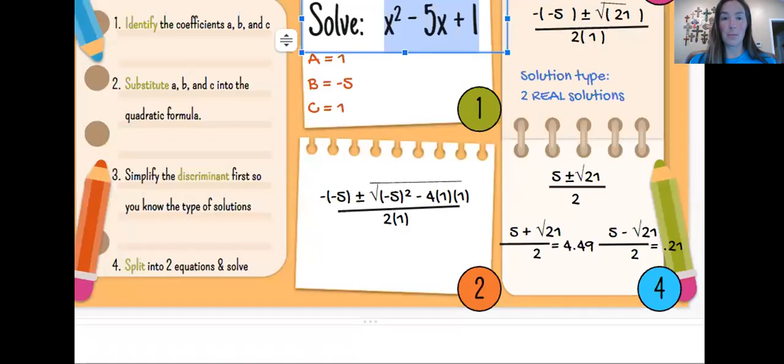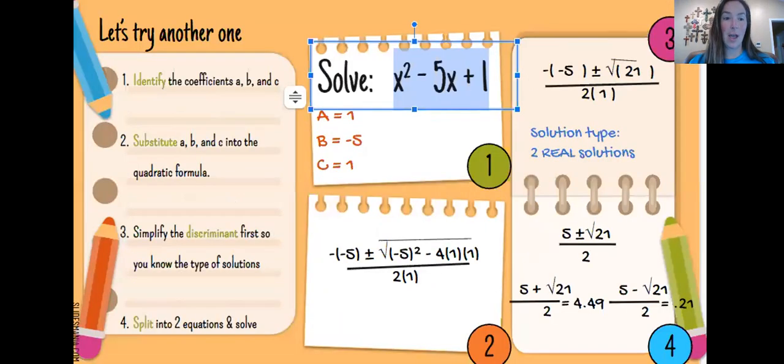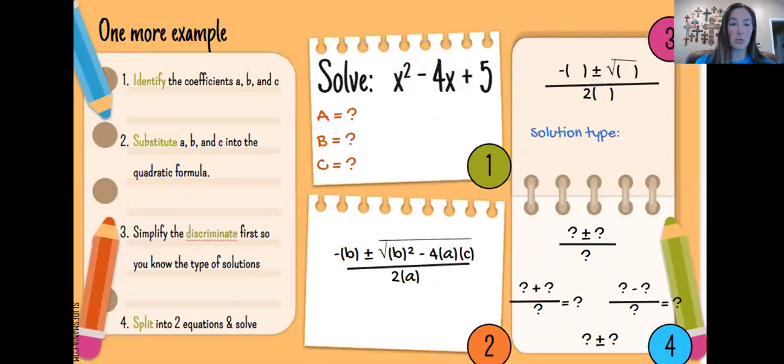All right. So let's try another one that maybe doesn't have a real solution. So again, we're going to identify A, B, and C. So it is 1. And guys, it won't always be 1. There will sometimes be a coefficient there. Our B value is -4 and our C value is 5.